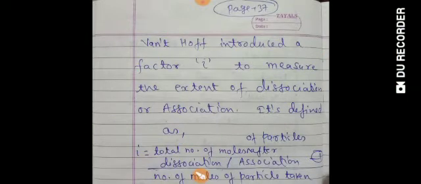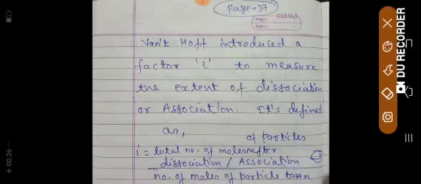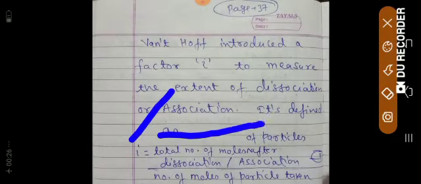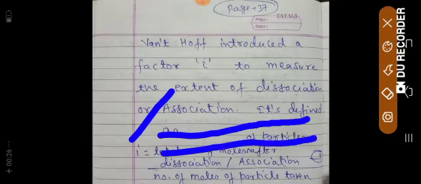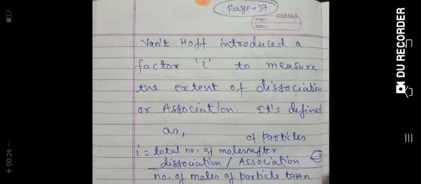There are 3 definitions of iota. One I explained to you in this: the total number of molecules after dissociation or association, over the total number of moles of particles taken. Okay, next page.